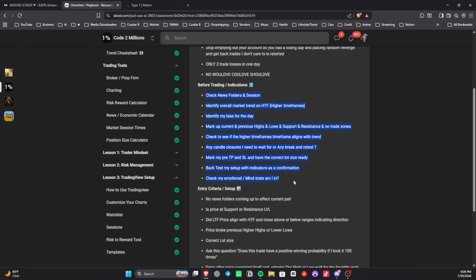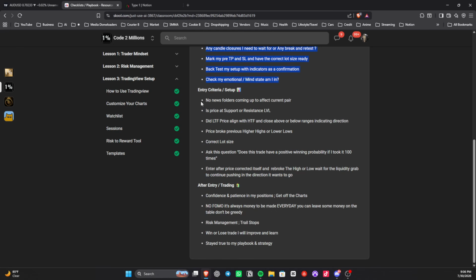Check my emotional state and my mind state. Entry criteria: I'm not in news. Price is at a support or key level of range. Lower lows and lower highs are forming, or higher highs and higher lows, broke previous highs. Correct lot size. Ask, does this trade have a positive winning probability if I took it 100 times? Yes, enter. After price corrected itself, rebreaks. Basically, this is ICC just broken out in vocabulary way.